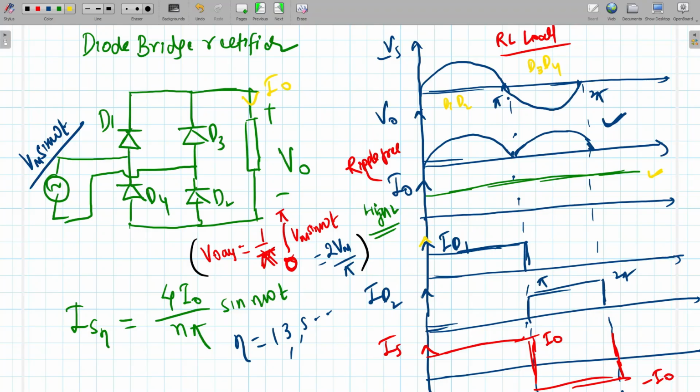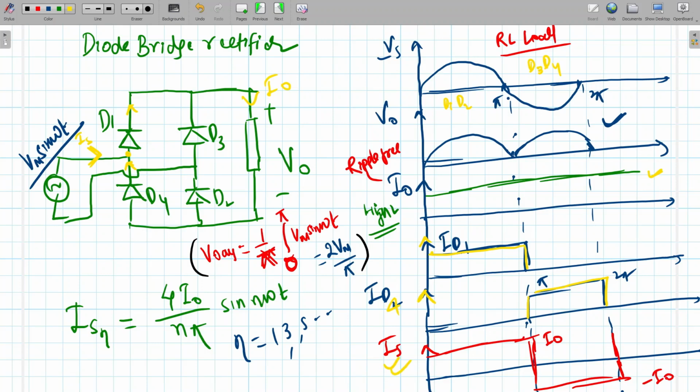Further, we can draw ID1 and ID2. So ID1 will be here, D1 and D2 are conducting, so ID1 will be from here to here. And ID4 will be here to here. So we got this current and this current. So what will be the source current? If you apply KVL, IS will be ID1 minus ID4. So this is the source current waveform.